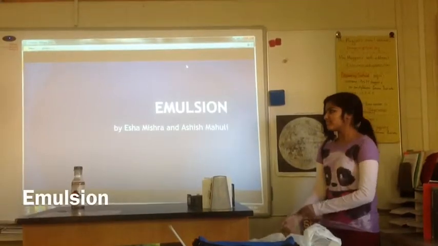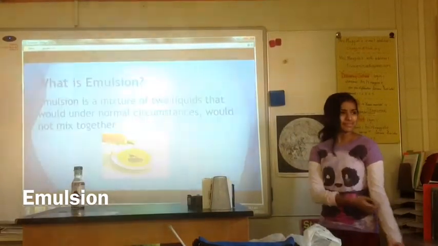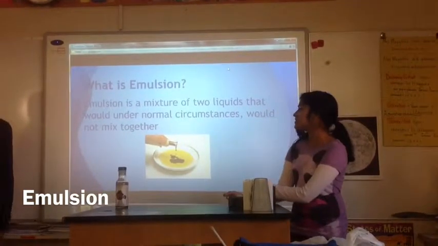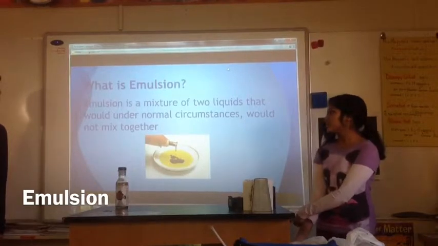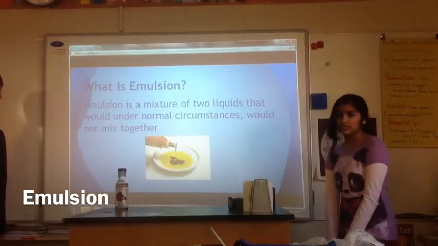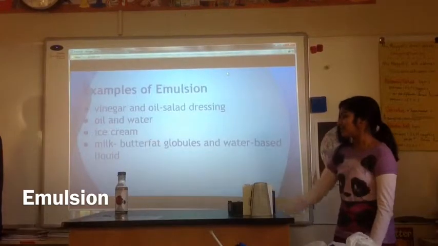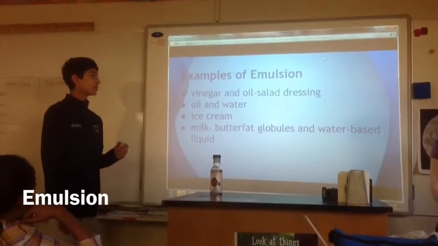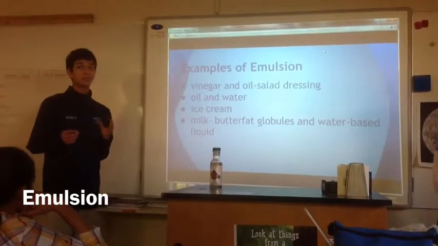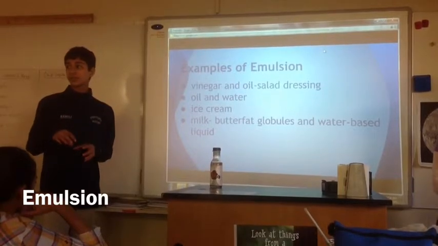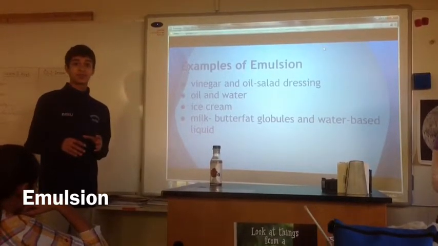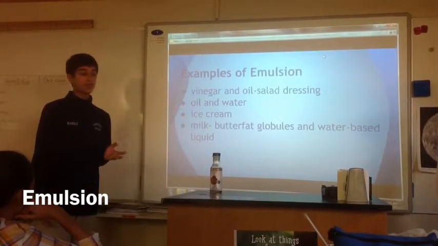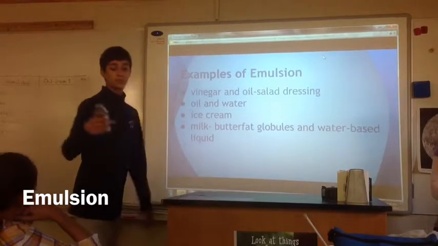We did the word emulsion. What is an emulsion? An emulsion is a mixture of two liquids that, under normal circumstances, would not mix together. To get a better understanding of an emulsion, it would be two liquids that don't mix together. So you guys know oil and water. Have you ever mixed them together? The oil will go to the top. Or oil and vinegar. Oil and vinegar, it's salad dressing, vinaigrette. So this is an example of an emulsion.